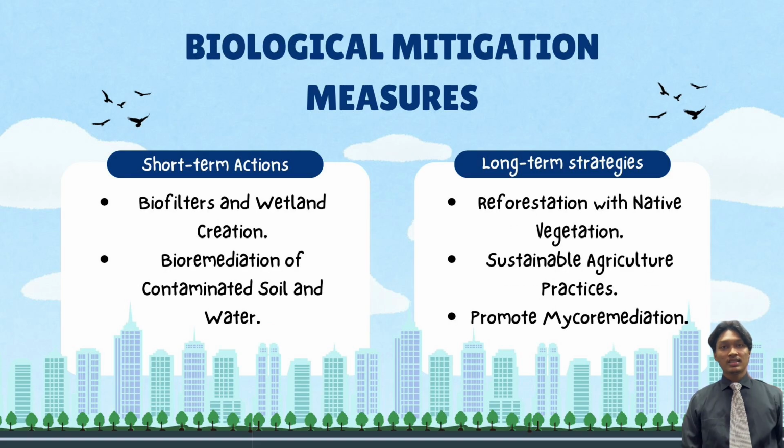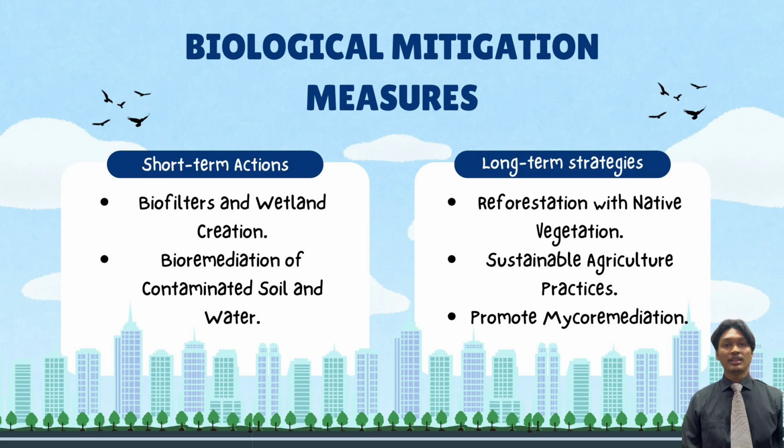Now, let's discuss biological mitigation measures, which use natural processes for recovery. For the short-term action, we can create wetlands with aquatic plants to absorb heavy metals and use biofilters to trap sediment. Other than that, we can introduce microorganisms to break down pollutants and reduce metal toxicity. For the long-term strategies, we can plant native trees to stabilize soil and enhance water infiltration.